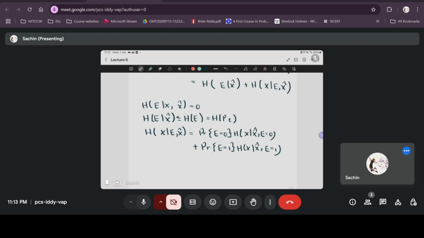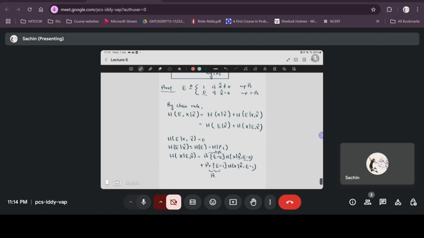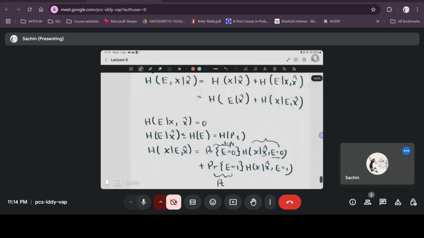Now here again, probability of E equal to 1 is nothing but p(E). Probability of E equal to 0 is 1 minus p(E). What is H(X given X hat, E is equal to 0), where E is defined as above? So given E is equal to 0, what is the entropy? What is the uncertainty in X given X hat and that E is equal to 0? Yeah, so there's no uncertainty. So this is 0.